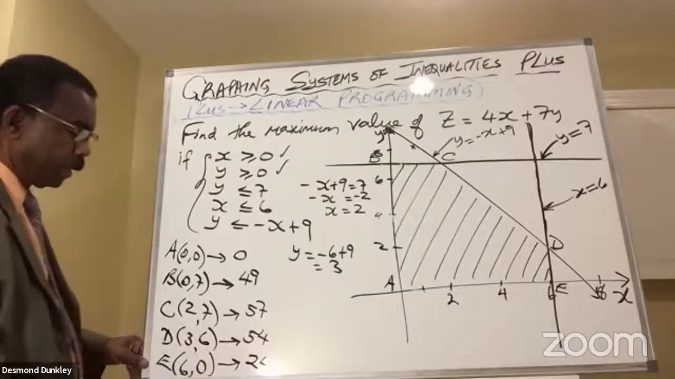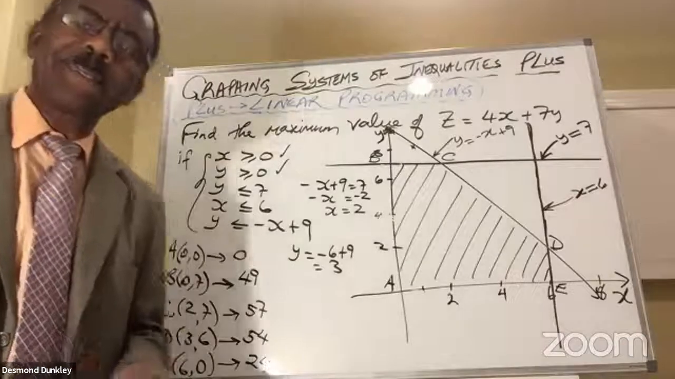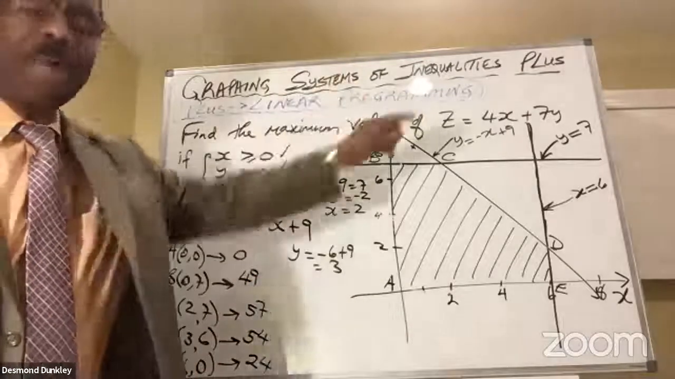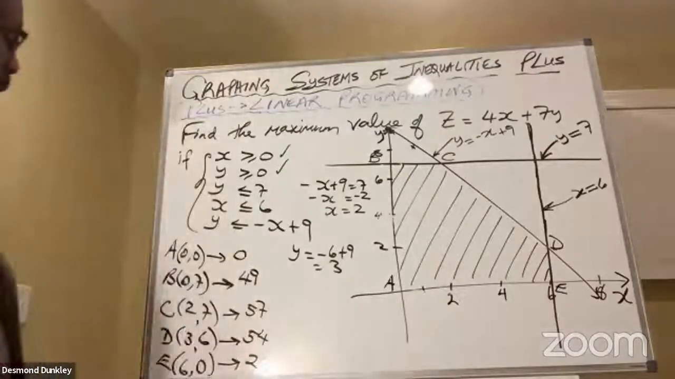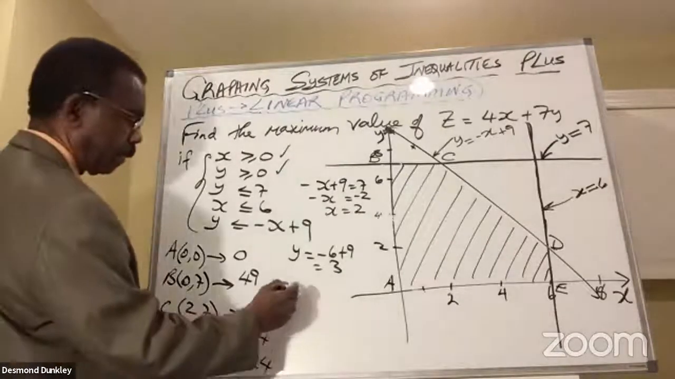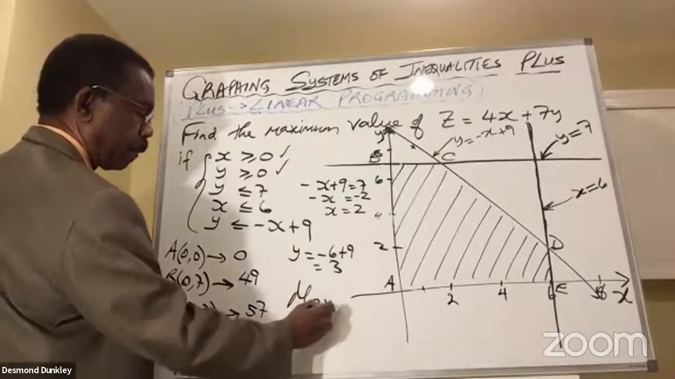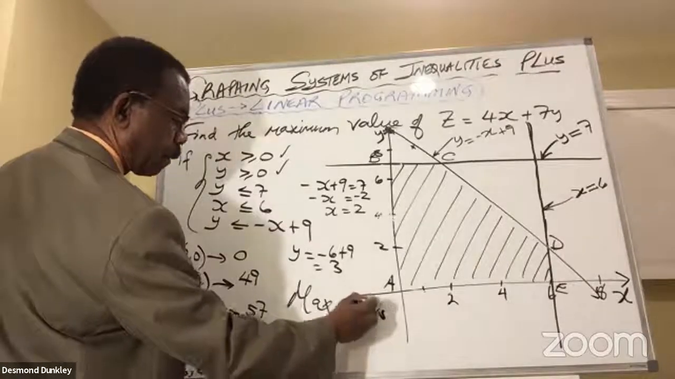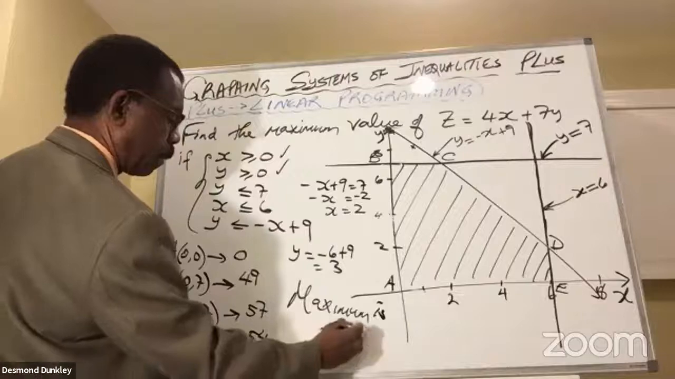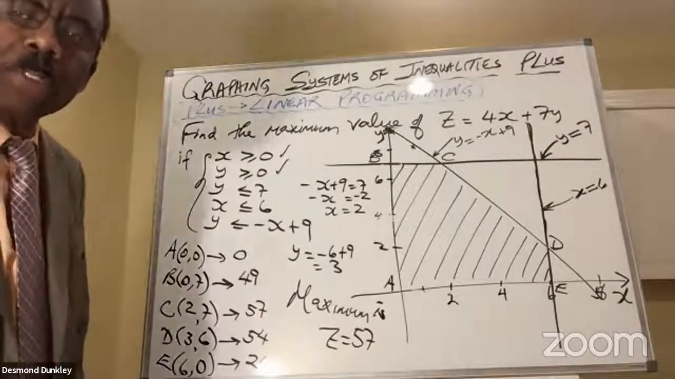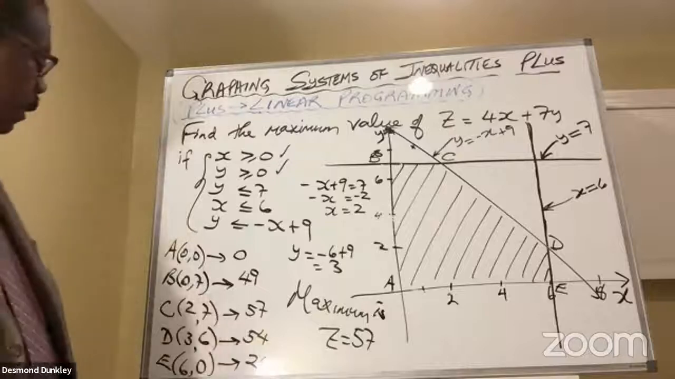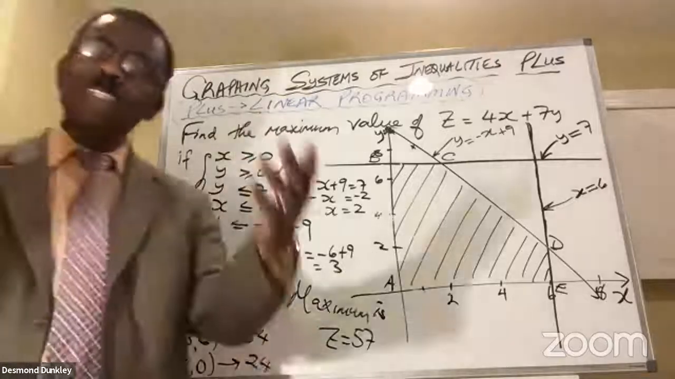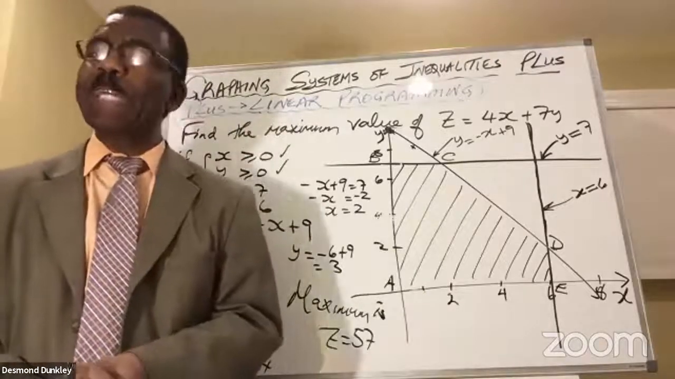This gives me 24. So of these 5 vertices, of these 5 sets of x and y values, which one gave us a maximum value for z? And the answer is the point C. So the maximum is z equal to 57, and that is obtained when x is 2 and y is 7. So you have just been introduced to linear programming.